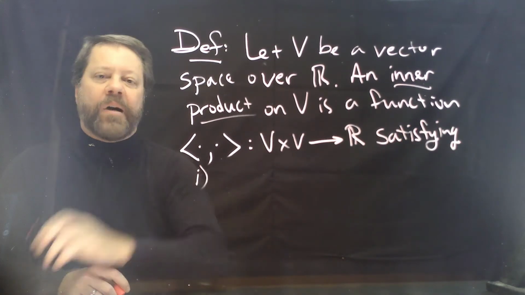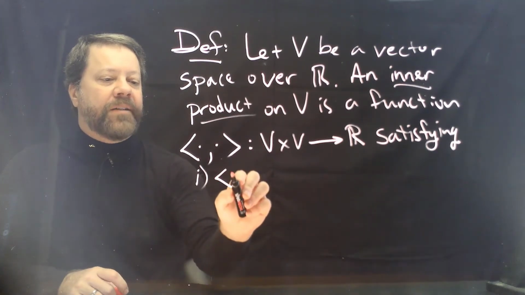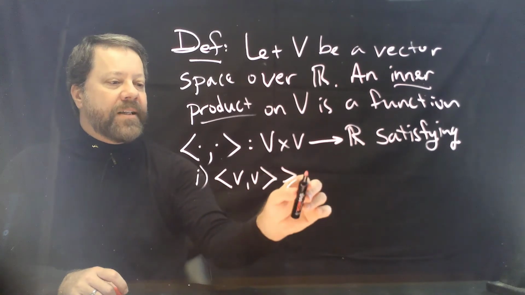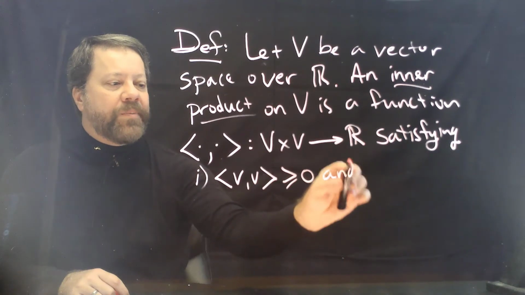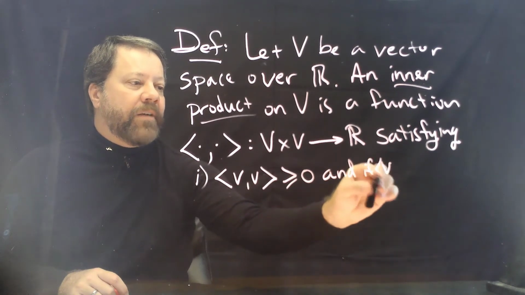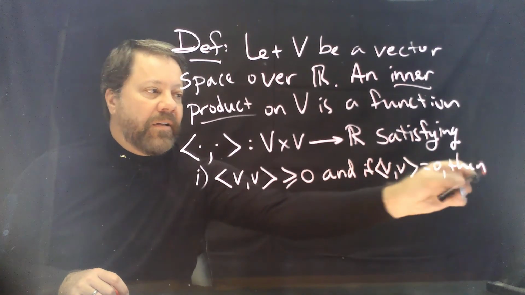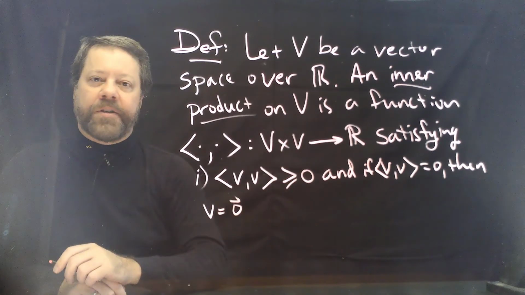satisfying the following properties. First, if you take the inner product of a vector with itself, you must get something that's non-negative. And what is more, if the inner product of a vector with itself is 0, it follows that the vector is the 0 vector within the vector space.